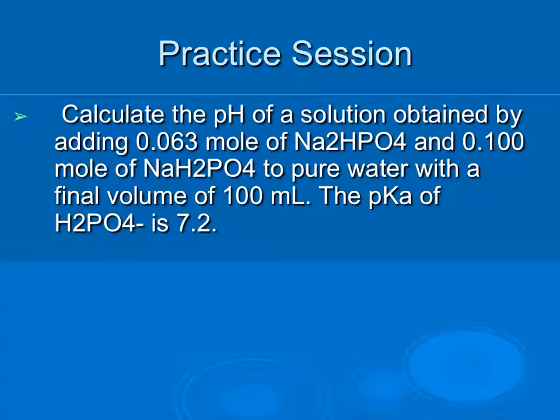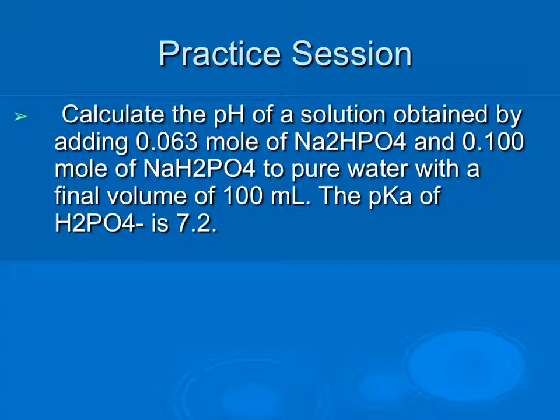So here we have: calculate the pH of a solution that's obtained by adding so many moles of Na2HPO4, which unfortunately those are supposed to be subscripts, but they didn't transfer over in the computer program, and 0.1 mole of NaH2PO4, to make pure water with a final volume of 100 mL. The pKa of H2PO4- is 7.2.